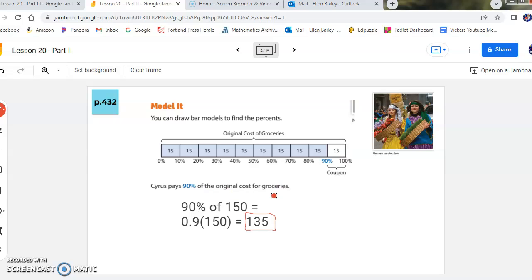So what I'd like you to write somewhere on page 432 is the math here. Figuring out 90% of 150 is 0.9 times 150. It's still 135, which we figured out on the previous page. So 10% off is the same as 90% of. It's like, what? 10% taken off is the same as 90% of. All right, I'm hoping that makes sense because it's going to save us some time.